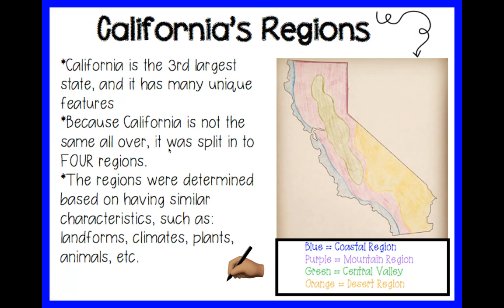We have the coastal region, which is the region close to the water and the ocean, and that region is colored blue. We have the purple region, which is the mountain region. So those are the areas where we have all the mountains, and that is colored in purple. You also have the Central Valley, which is green, and we also have the desert region, which is orange.